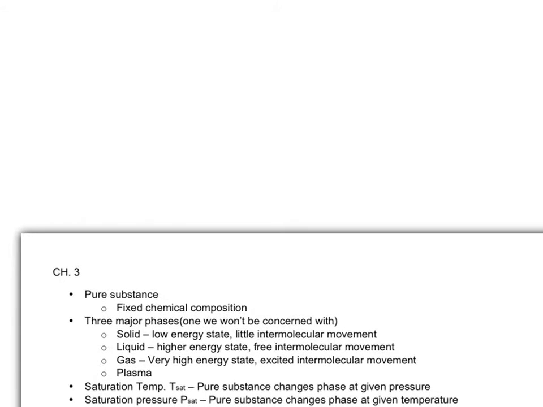There are three major phases, and one we won't be concerned with. Solids, very low energy state, very little intermolecular movement, which is why you don't really see solid objects rattling apart, or how they hold their shape so well. They're very rigid. Liquids are at a higher energy state. They have freer intermolecular movement, so they can take the shape of their containers, and so on and so forth.